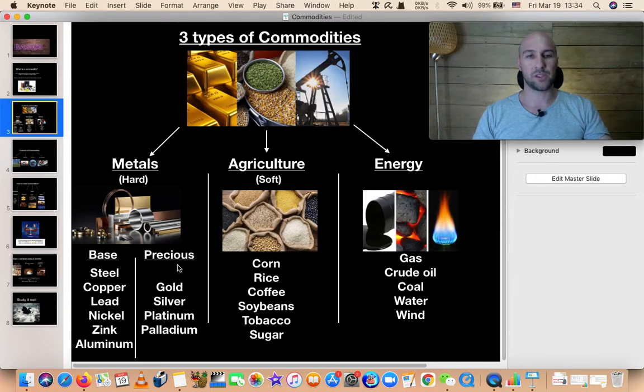And then you get your precious metals, things like gold, silver, platinum, palladium. You make rings with it. Silver can be used in solar panels, in electric vehicles, also in your microchips. So they are very usable, but they are known as precious metals.